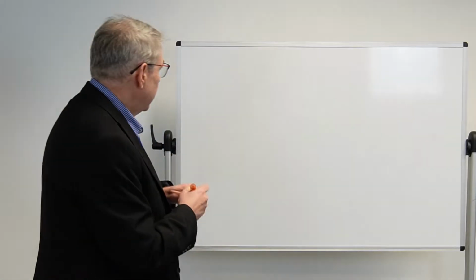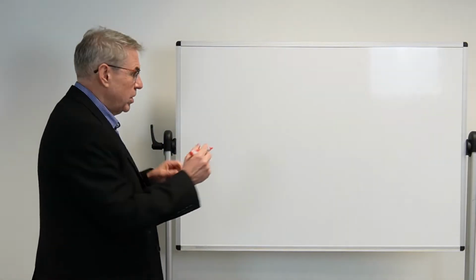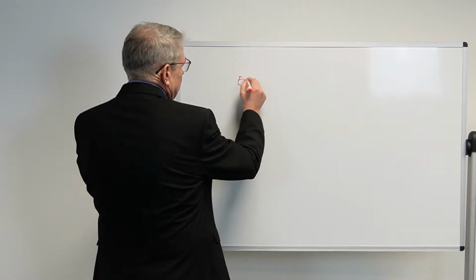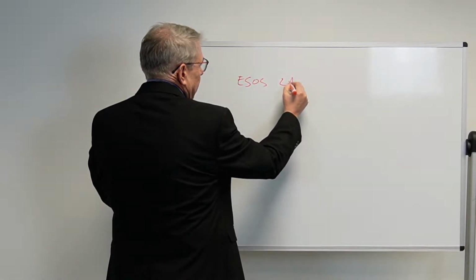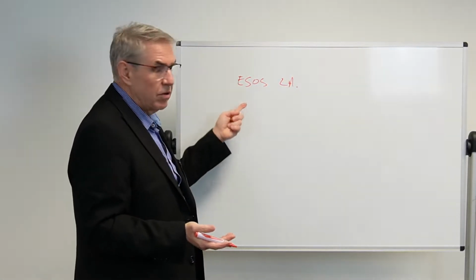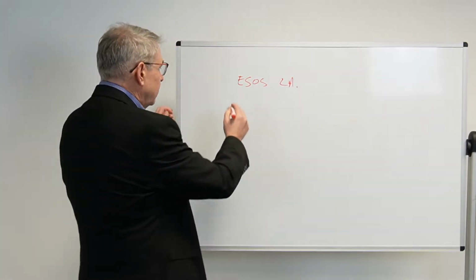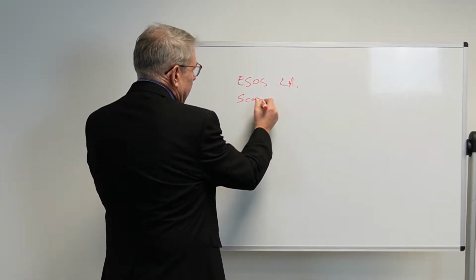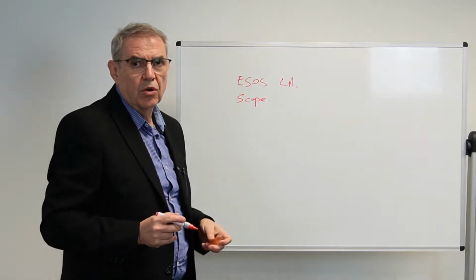You need to do a few things. Unless you've got your own dedicated ESOS lead assessor, number one, by law, you must appoint an ESOS lead assessor. We are lead assessors. I am a lead assessor. There are others out there. You have to do that by law. Number two, you have to define the scope. So you have to figure out what you must report on.